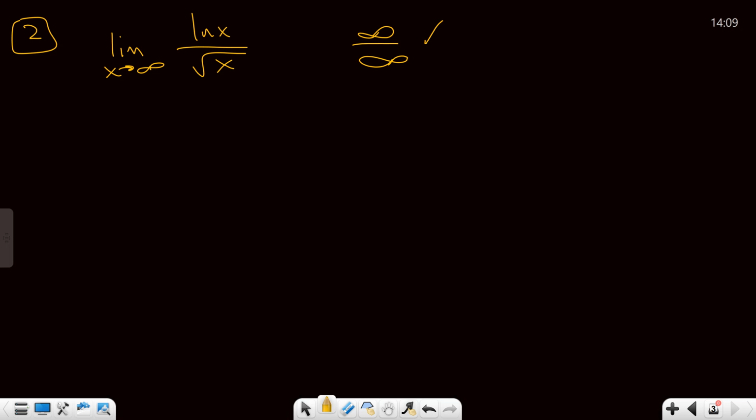Now we can apply L'Hopital's. I did the work up front to guarantee that L'Hopital's works, so I can apply the theorem. Applying the theorem means that I take the derivative of the numerator, derivative of the denominator, and do it again. Okay, go ahead, do it again. Ooh, this is a tough one.